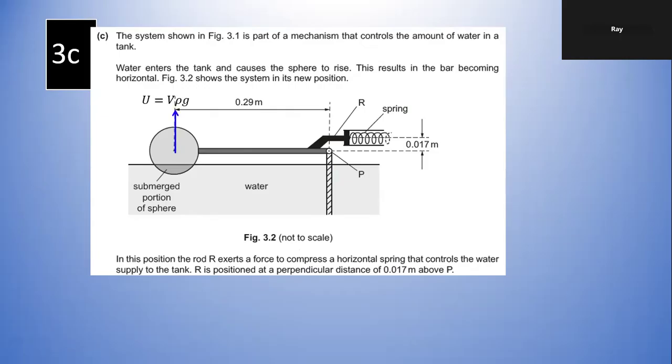Draw the diagram so you can picture it. There's your upthrust. It's now submerged in water, so there's your upthrust there. The volume is the volume below the water. And then the weight of the sphere is downwards. And then there's a force there.